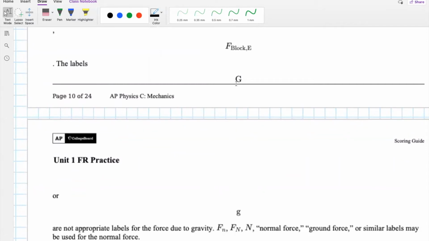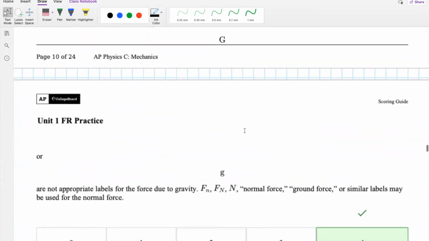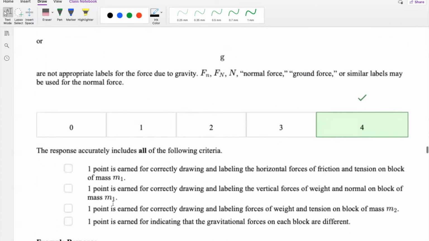And thankfully, we've never done that in my class. But in case you're one of the students watching this from the internet, just be mindful. I think your teachers should have probably mentioned that at some point. All right, the next part. F lowercase n, capital N, or F capital big N, normal force, ground force, or similar labels may be used for the normal force. Okay.